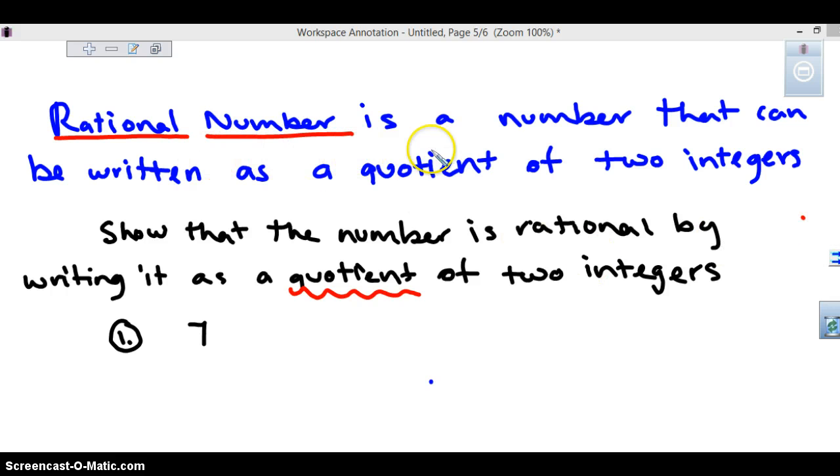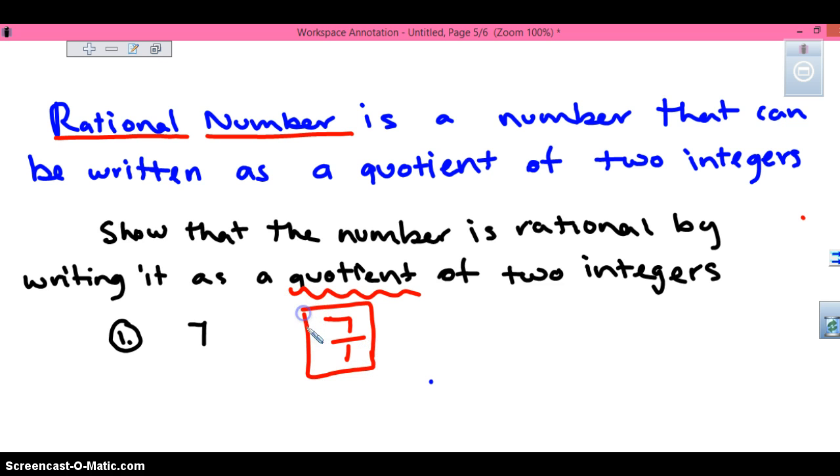So if a rational number is a number that can be written as a quotient of two integers, that means we have to write the number 7 as a division. So what can we do? We can say 7 over 1. This is showing that 7 is a rational number. What if we have the number -10? How do we show that -10 is a rational number? -10 over 1.